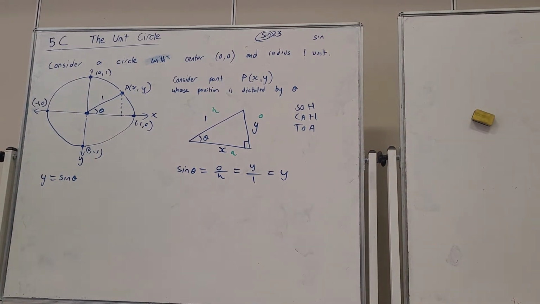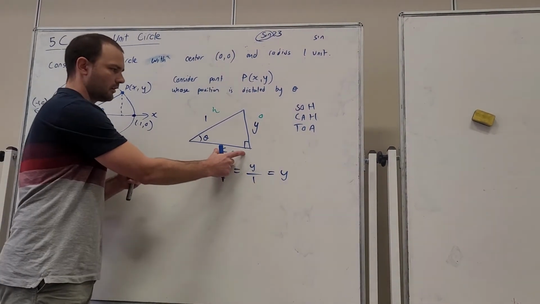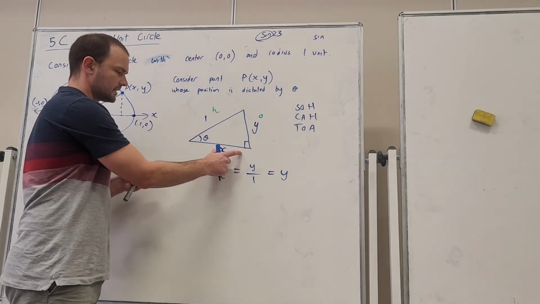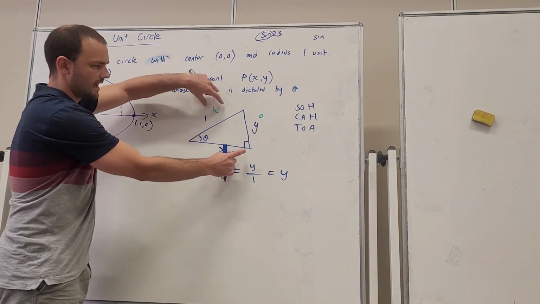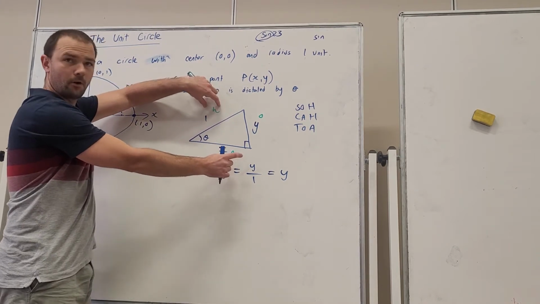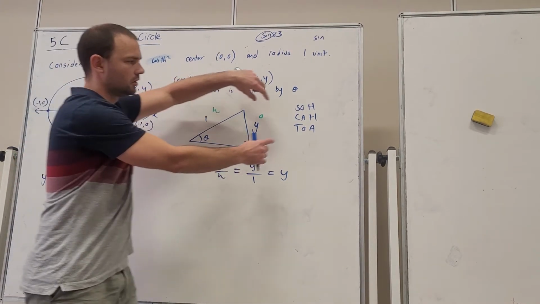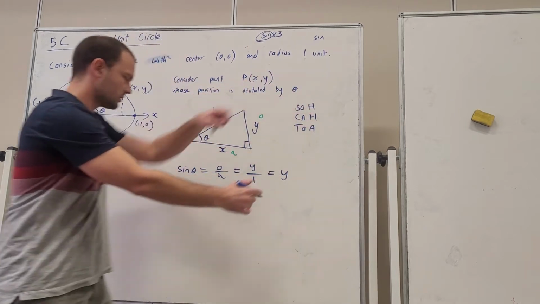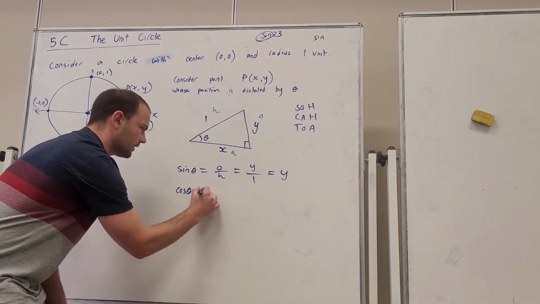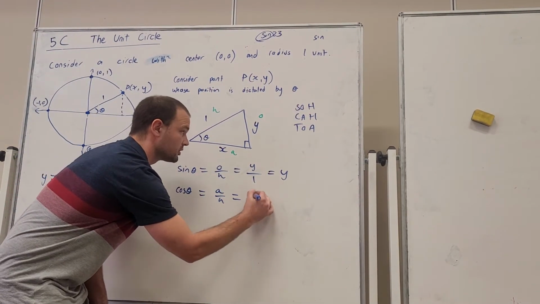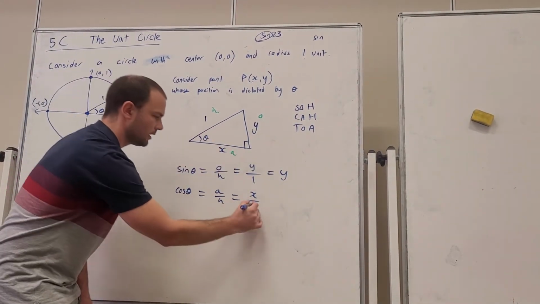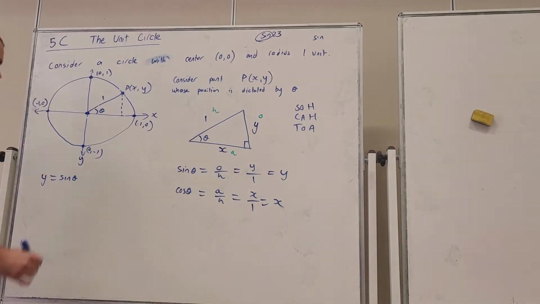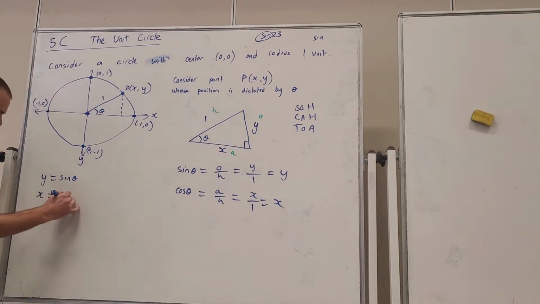We're going to do the same for the x value. We want to find the x value, and so we're looking for something that involves A and H. Which trig ratio involves A and H? Cosine. Cos is A and H. So let's make that statement. Cos theta is A on H, where A corresponds with x, H corresponds with 1, and so we've got x equals cos theta.